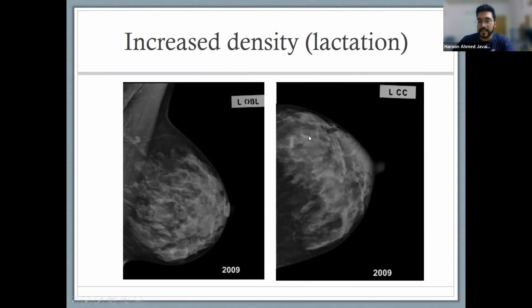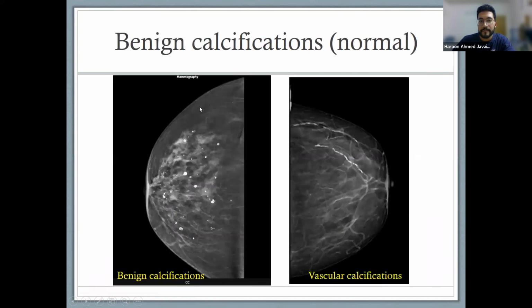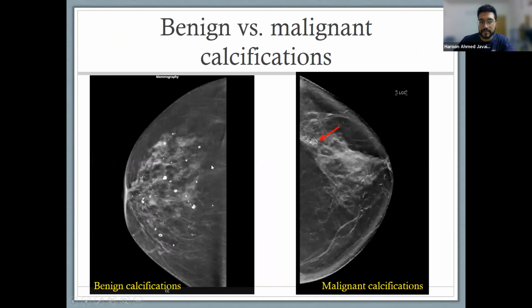If a woman is lactating, she's going to have very dense breasts, so they won't be able to pick up abnormalities easily. Now they're giving you examples of benign calcifications, right? So these large dots spread throughout, these are benign calcifications. And if you can see, these are, you know, along the vessel. So these are vascular calcifications. Basically, you should be able to look at this image and know that this is not cancerous, okay?